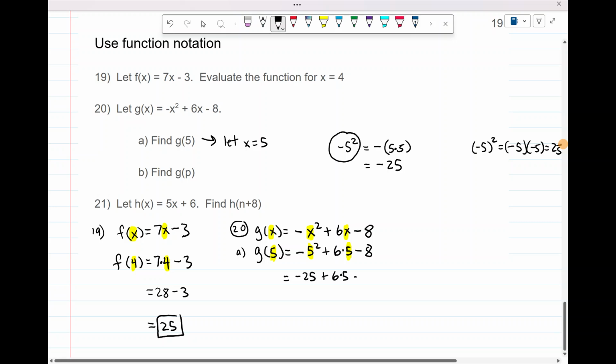And so parentheses, then exponents, and next will be multiplication. So we'll multiply 6 times 5, which is 30. And now I'm just going to add and subtract going from left to right. So negative 25 plus 30 is positive 5, minus 8 is negative 3. And I am done. I do have my calculator here, so I'm going to check my work just to make sure I didn't make any mistakes, but it looks like I did it correctly.